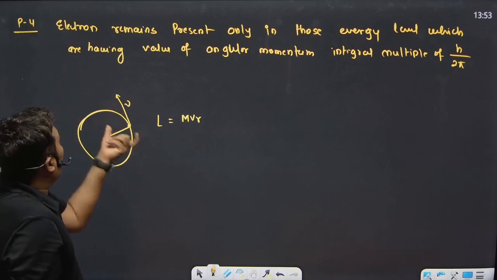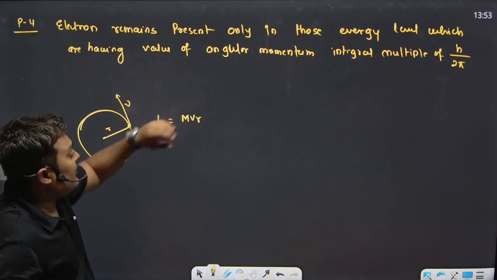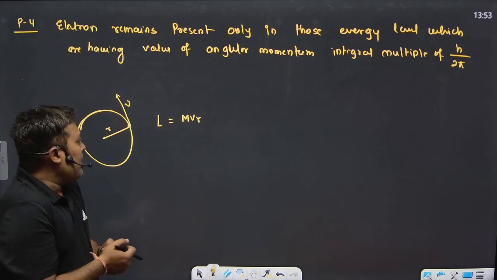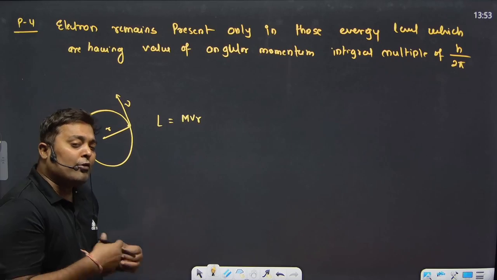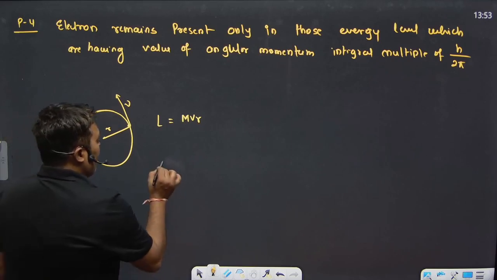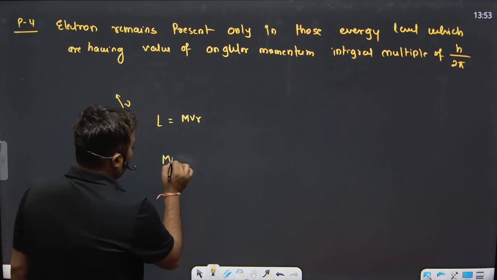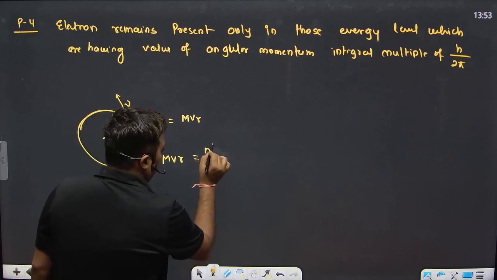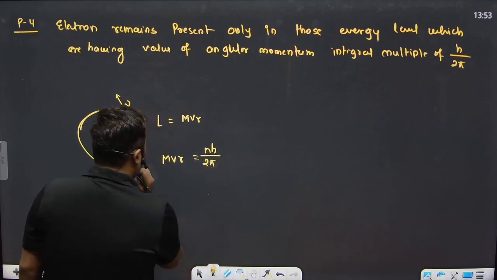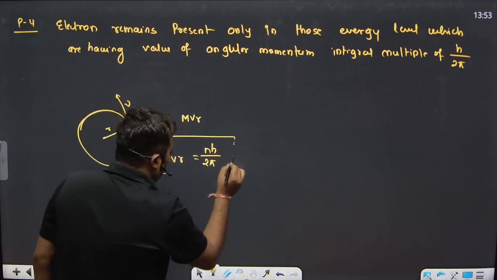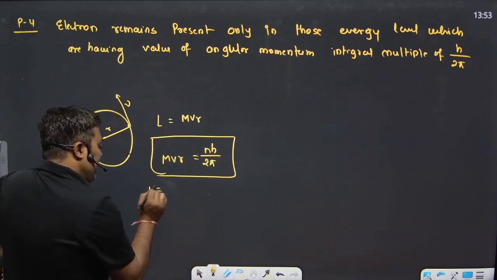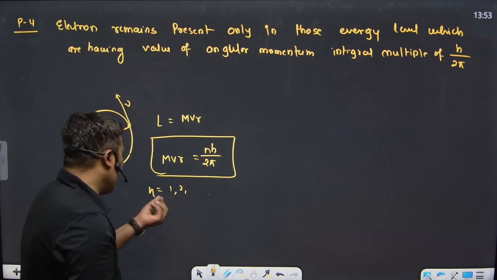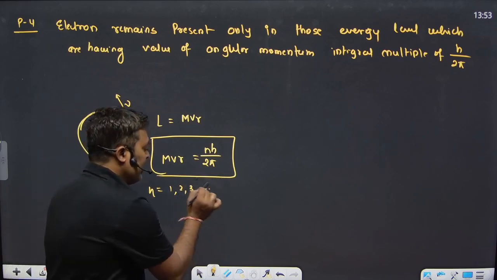So what this postulate says is that there are infinite numbers of orbits present. Obviously in an atom there are so many orbits, but out of those, the electron can be present only in those orbits for which the value of angular momentum mvr is equal to nh upon 2 pi. All right, so that again means that this n is going to be a whole number integer. It can be 1, 2, 3, 4, like that. It cannot be fractional.